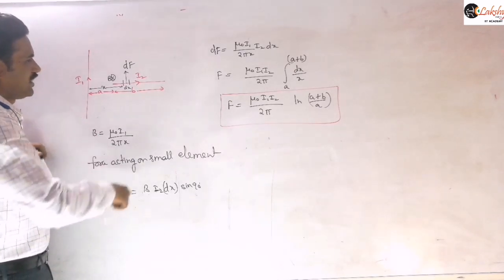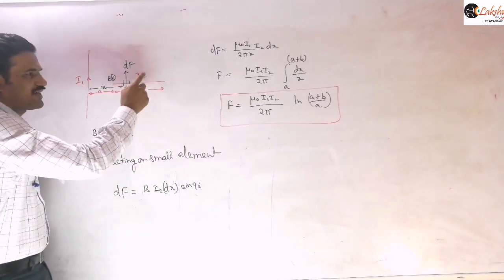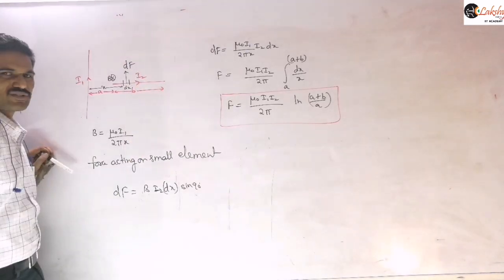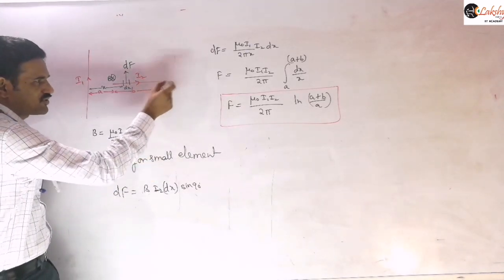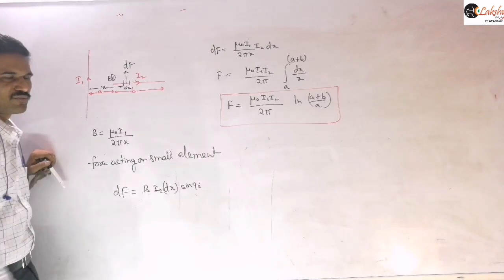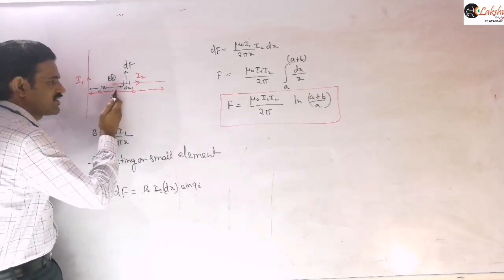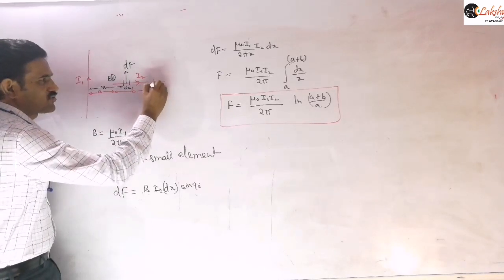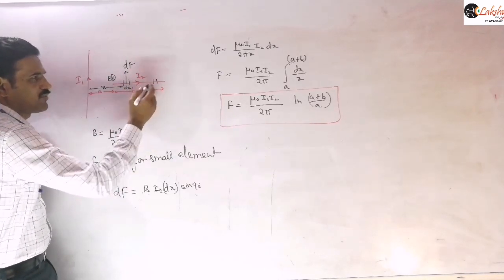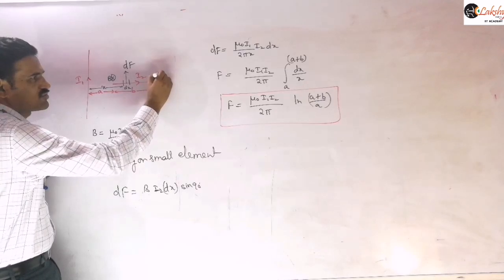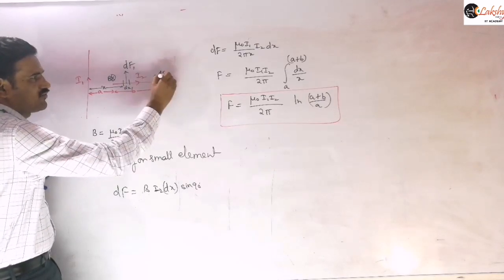Now observe that the force acting on the different elements will be different. The force acting on these different elements will be different in magnitude. So if you are moving from this end to this end, where will the force be maximum? Let us say this is dF1 and dF2.